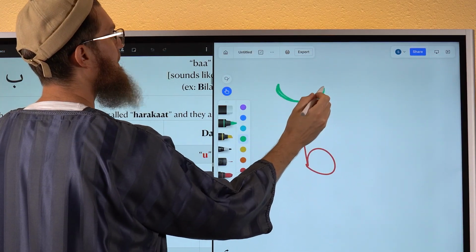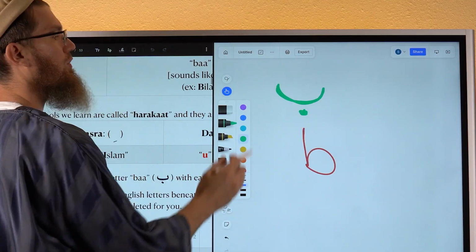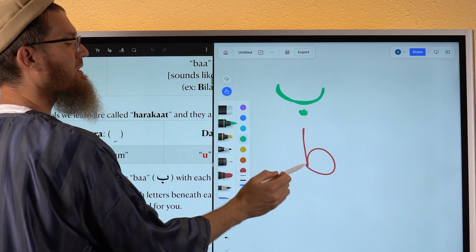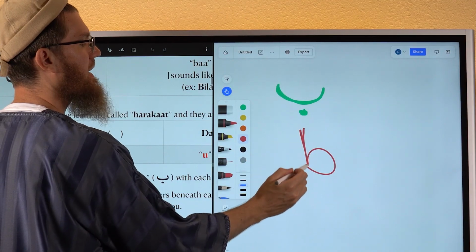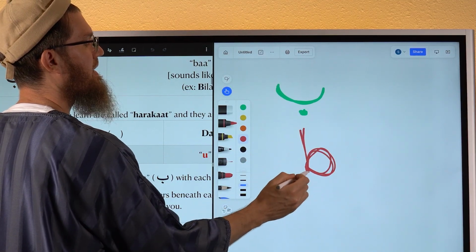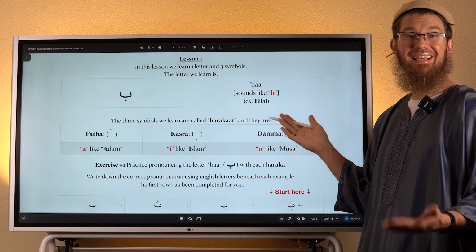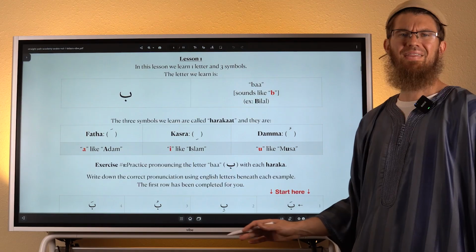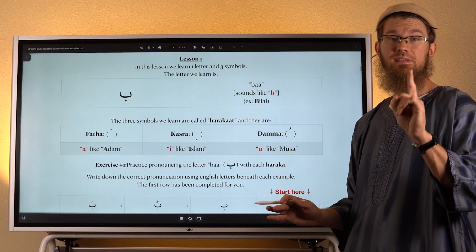It's a U-like shape with a dot underneath it. So from now on, when you see this, we want to remember that it represents the same sort of sound that the letter B represents in English. An example of an Arabic word that begins with the letter ba is the name Bilal. And that's the only letter that we're going to learn in lesson 1.